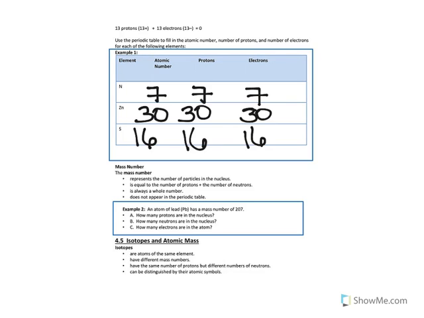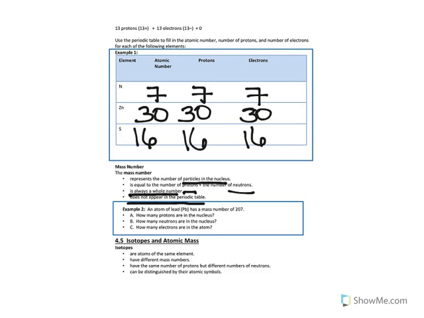Let's talk about the mass number. The mass number represents the total number of particles in the nucleus. Remember, in the nucleus, we have protons and neutrons. So the mass number is equal to the number of protons plus the number of neutrons. The mass number is always a whole number. Again, no fractions or decimal points. This number does not appear on the periodic table. Again, you cannot find the mass number on the periodic table.